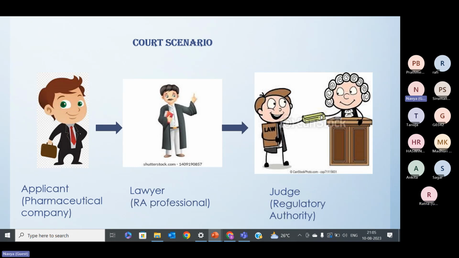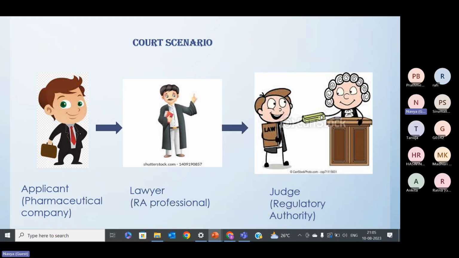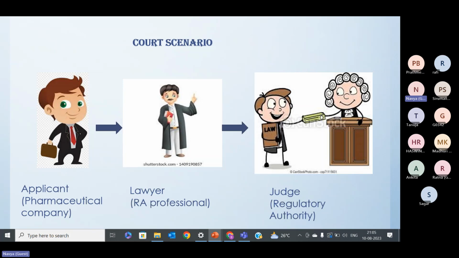Then the lawyer, that is the RA professional, gathers the guidelines, studies them, and prepares what is called a dossier. That dossier is submitted to the health authority, and based on your dossier, the health authority decides whether to grant registration of the product and allow it to be marketed in that particular country. So it is as simple as this. In layman's language, you are a link between a pharmaceutical industry and a regulatory authority: you prepare the dossier and provide it to the regulatory authority, and in turn you get registration of that product for the pharmaceutical company.